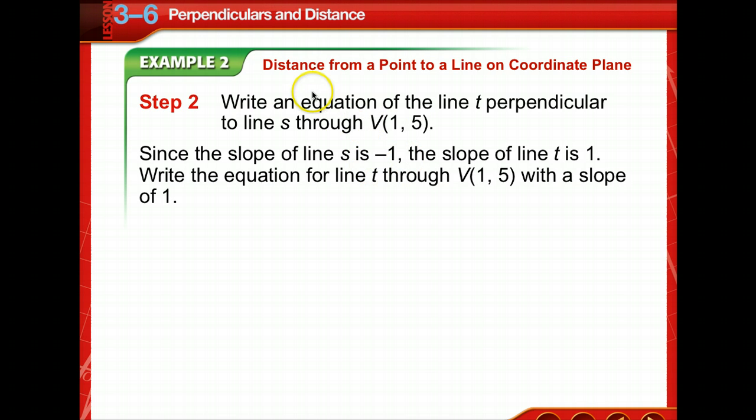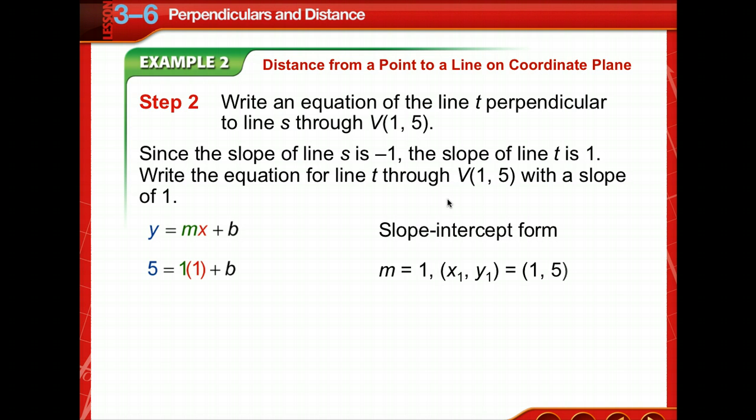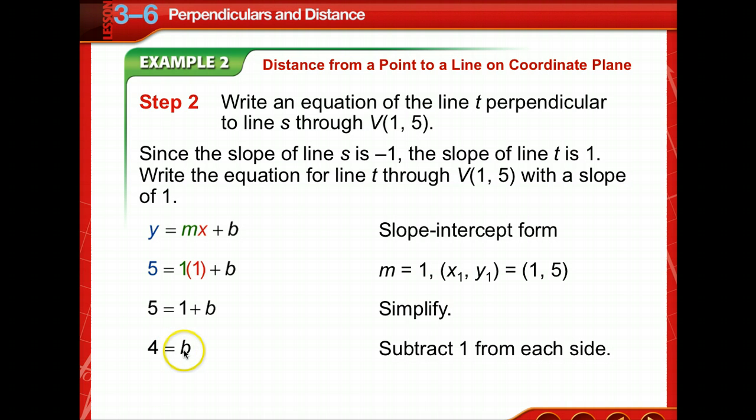So since the slope is -1 for the line S, we know that line T is the opposite reciprocal, so its slope is 1, and we're going to write an equation for a line T with a slope of 1 going through (1, 5). Using slope-intercept form, we're substituting a 5 in for y and a 1 in for x. We know the slope is 1. So the y-intercept is 4, so the equation is y equals x plus 4.